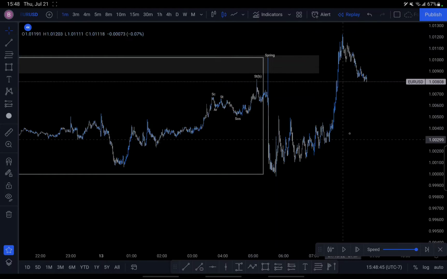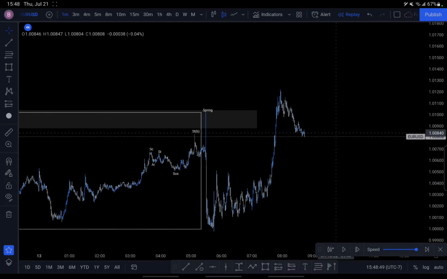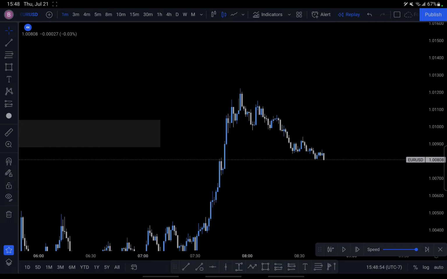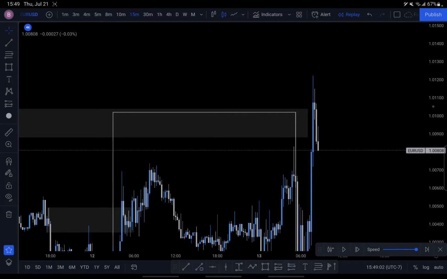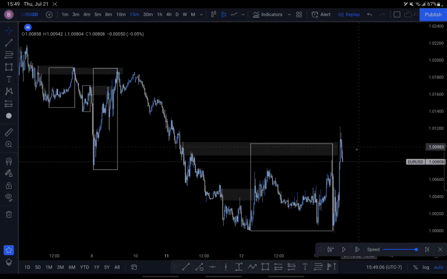Or this could be our channel here, creating a redistribution. Let's go up here, see what we can find in here. So we can find some more Wyckoff in here. But I'm gonna go back to our 15-minute. Okay, and see where price played out.